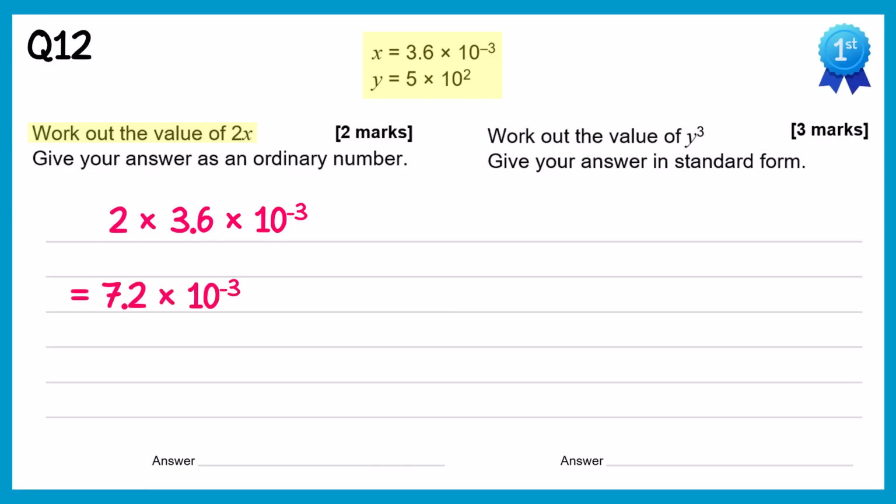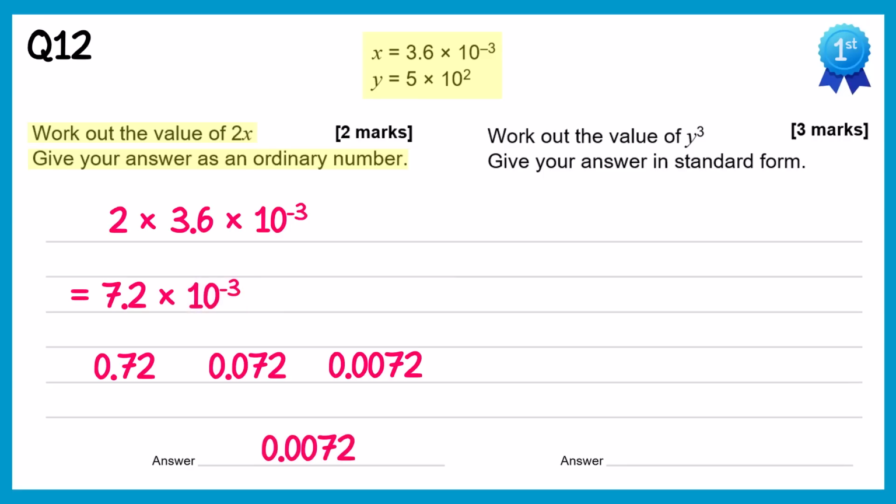to the power negative 3. Now this number's in standard form, but the question says to give your answer as an ordinary number. If you multiply a number by 10 to the power negative 3, that's like dividing it by 10 3 times. So let's take 7.2 and divide it by 10 once, which is 0.72. A second time would be 0.072, and a third time 0.0072. So that's the answer to the question.